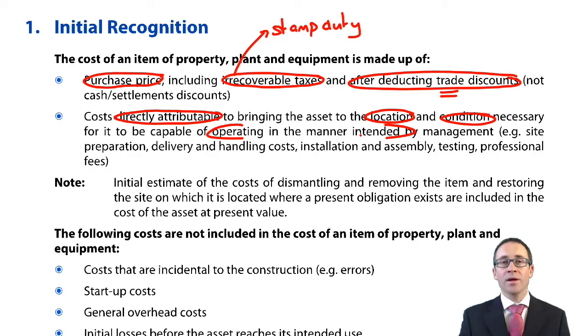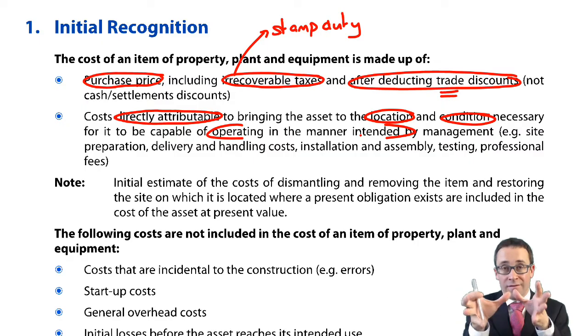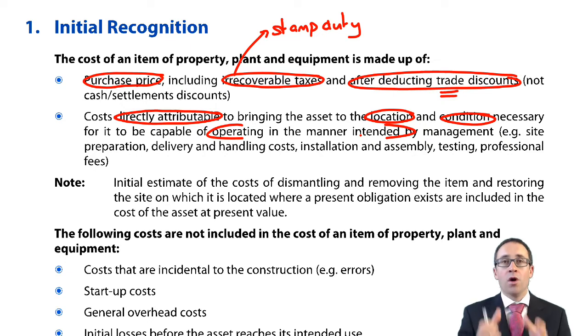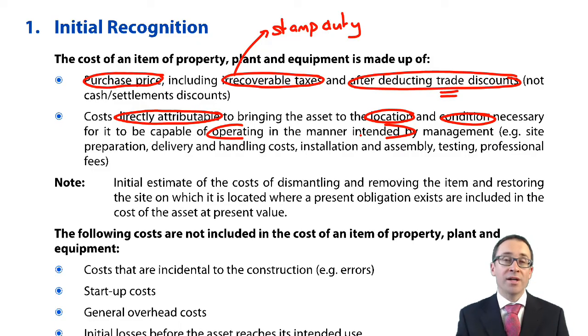Installation and assembly, so you've got your nice flat floor, you brought your goods from overseas, you need to fix it to the floor, so installation and assembly costs. Once it's ready, testing costs to make sure that it works in the manner intended, and then any professional fees. So if you bought land and buildings and you have incurred stamp duty, maybe you've got accountancy fees involved, maybe you've got solicitors involved, so any professional fees are directly attributable.